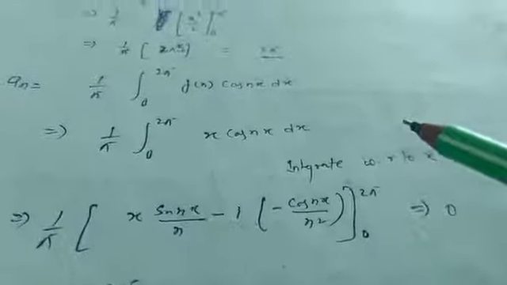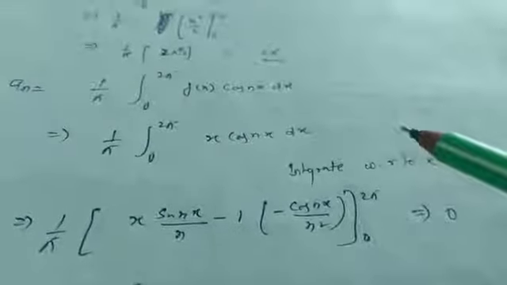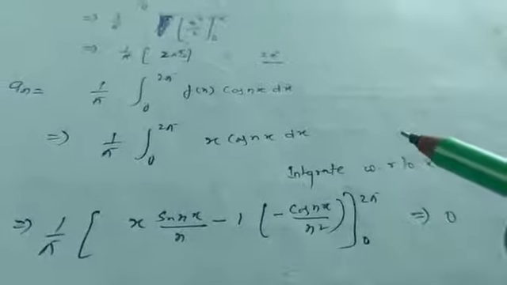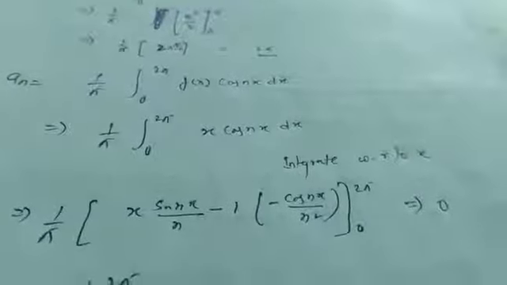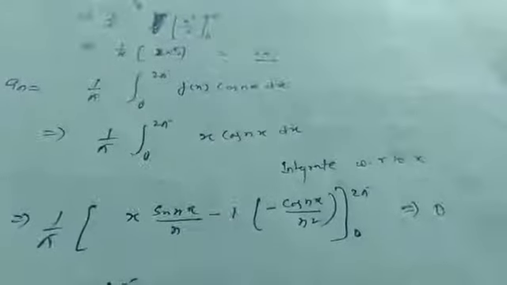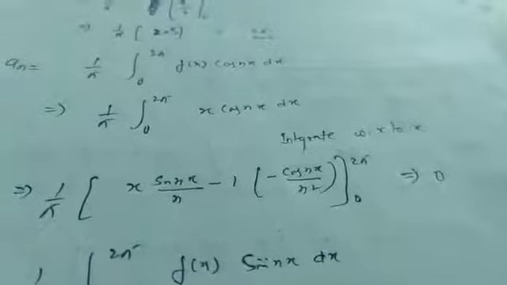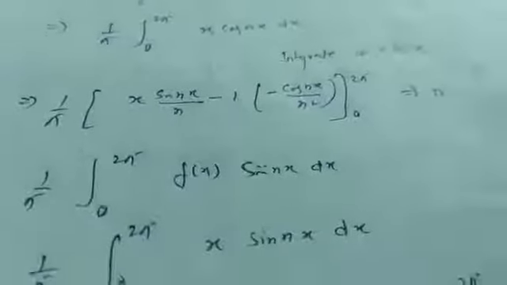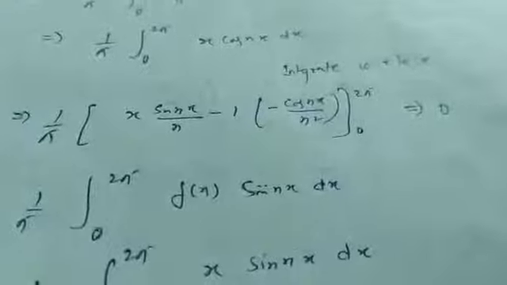Then we use the formula of first into second. For choosing first and second, we use ILATE, which starts with inverse, logarithm, and so on. On the basis of this, we choose first and second. Then x is the first function and cos nx is the second function. Then we integrate and put the limit 0 to 2 pi, and we find the value equal to 0.